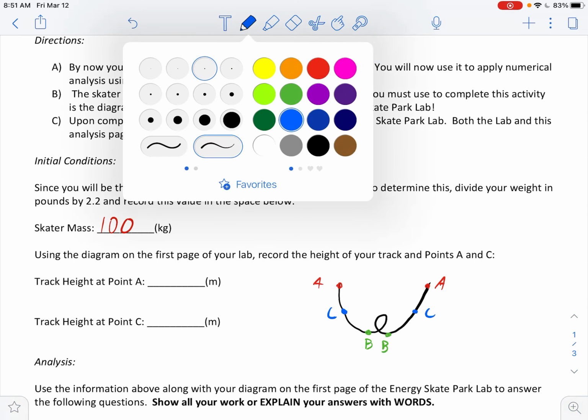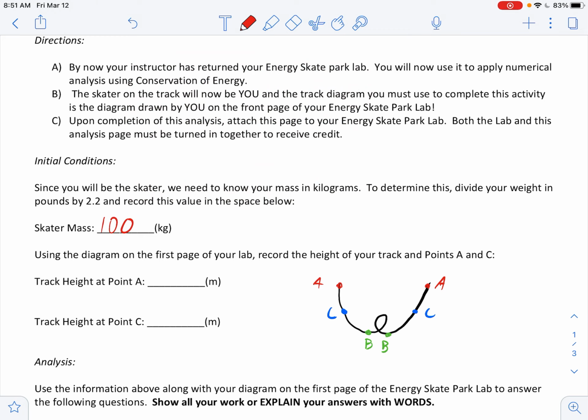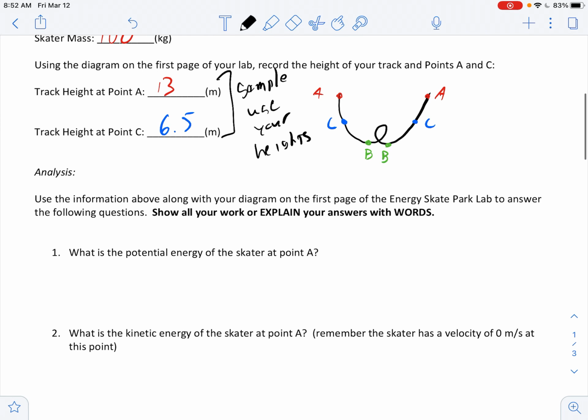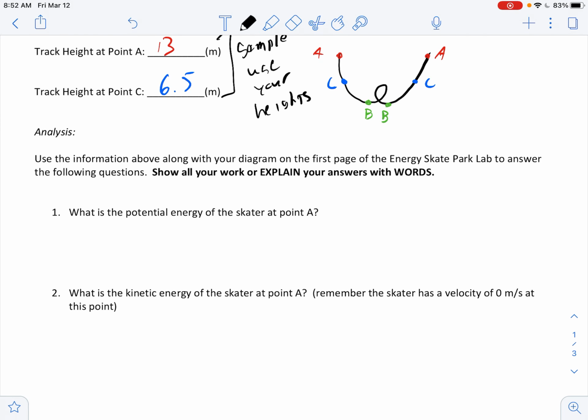Okay, so I'm going to go with 13 meters. All right, which that would make my height at point C 6.5 or half that height. Okay, but of course everybody's got their own, so this is just sample. Okay, so this is sample, so use yours in your analysis. So the point is I'm supposed to show you how to do this.